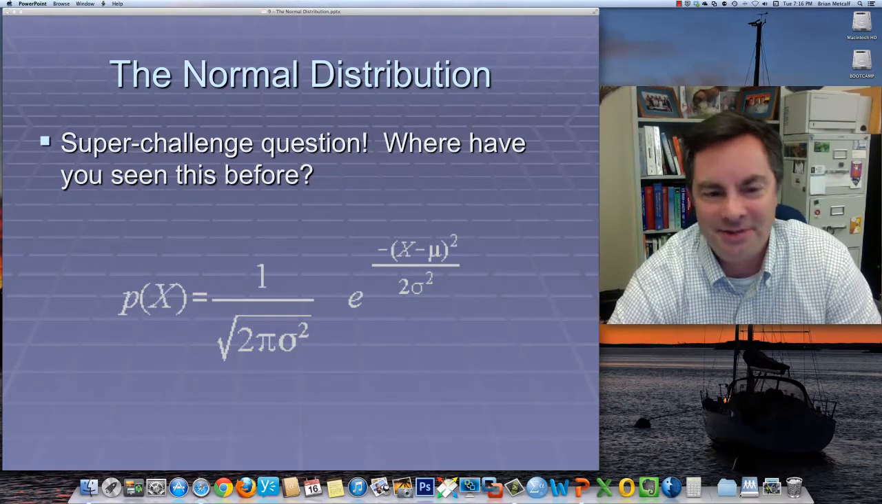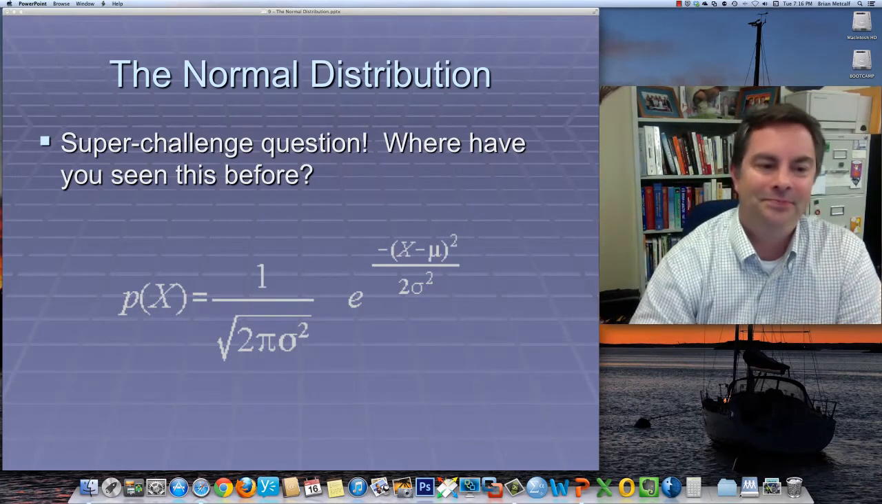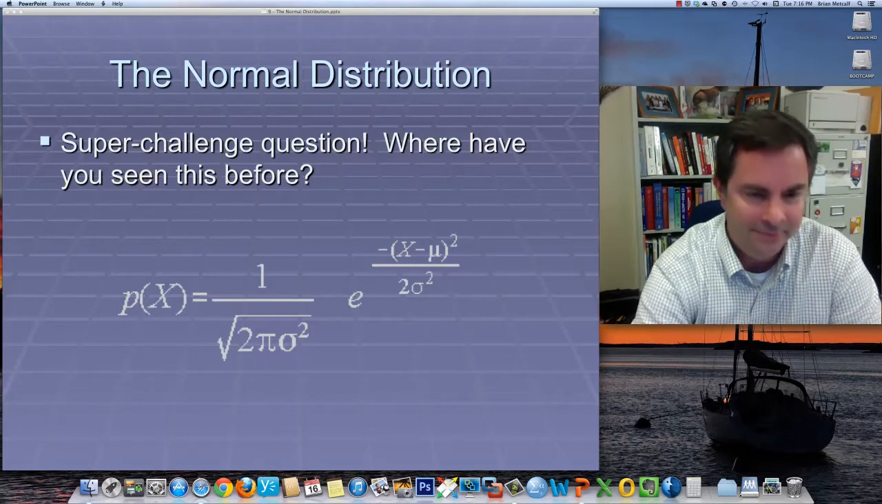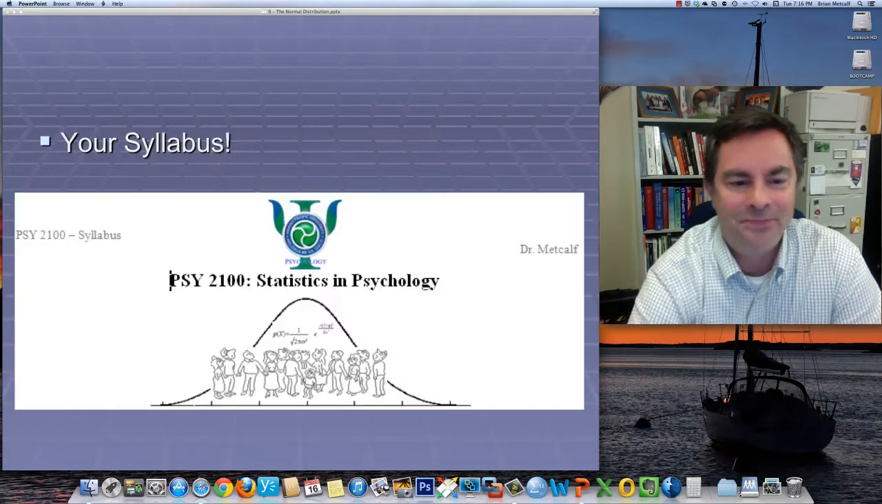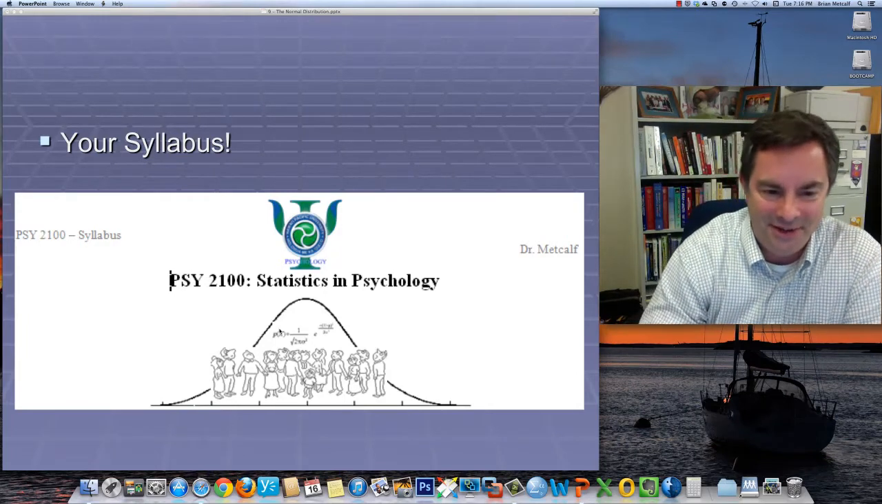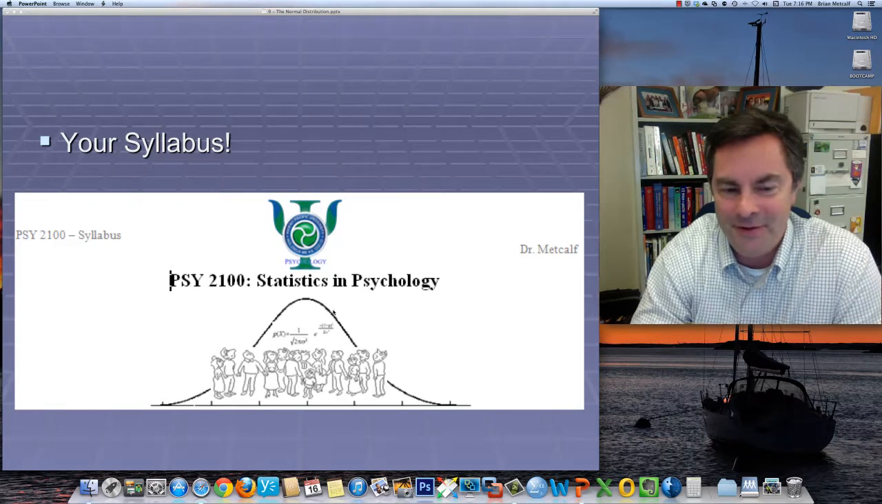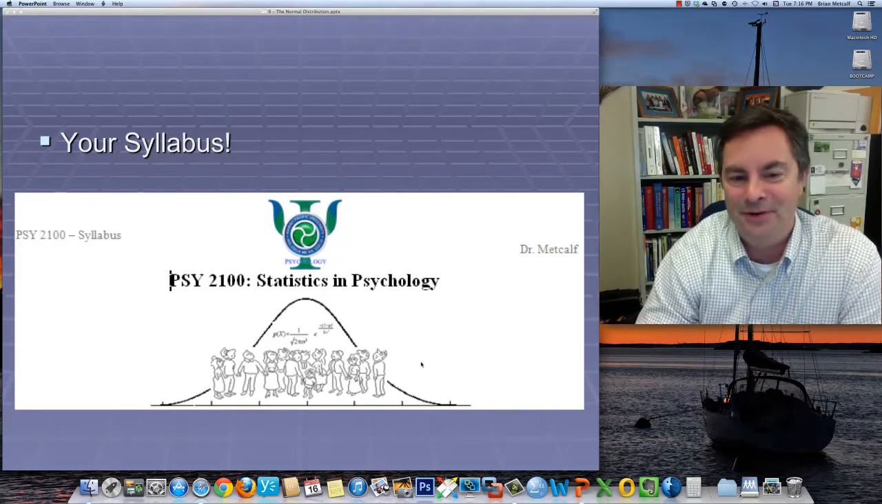Where have you seen this god-awful formula before? You've all seen it. Does it look familiar? I bet you never noticed it before. It was at the very top of your syllabus for the course, okay? All these hapless people gathered underneath a normal distribution formula underneath a normal distribution.